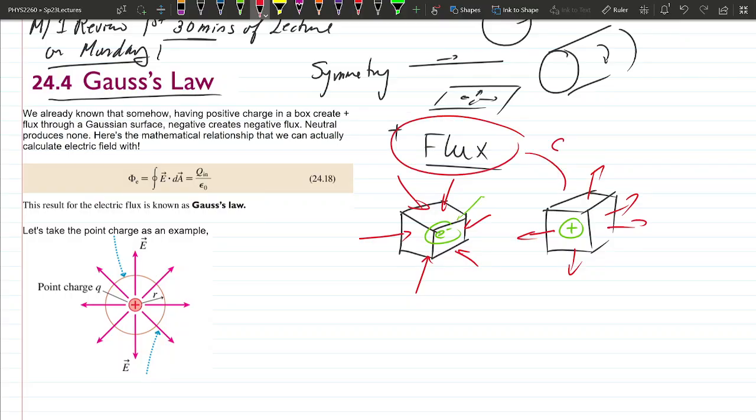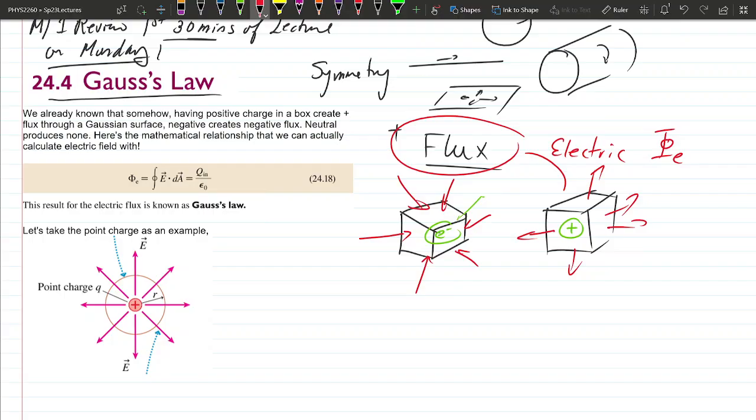These are specifically electric flux, usually denoted by this capital phi with a lowercase e. So that's what the book does. And we're going to use this to figure out a mathematical relationship between what we just learned about, called flux, and how to figure out how much charge is inside. And this is where this magical number called epsilon naught comes in.